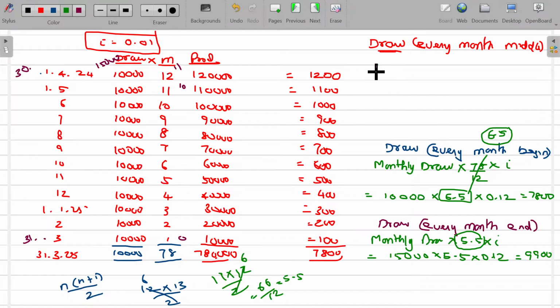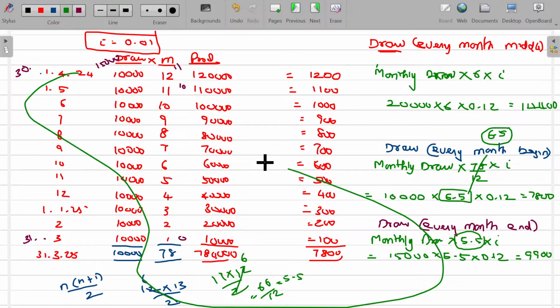So the answer being monthly drawings into 6 into rate of interest. Here monthly drawings 20,000 into 6 into rate of interest being 0.12. What is the final value? 14,400. See, I explained all these things in such a manner to make you understand the logic behind arriving at this formula.